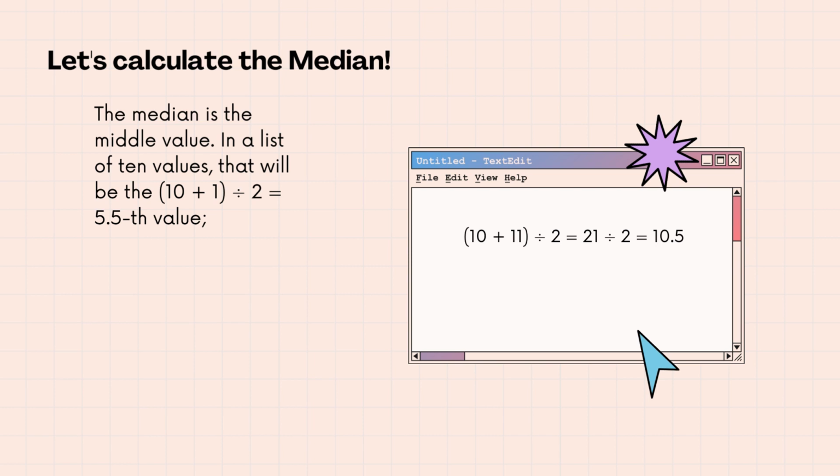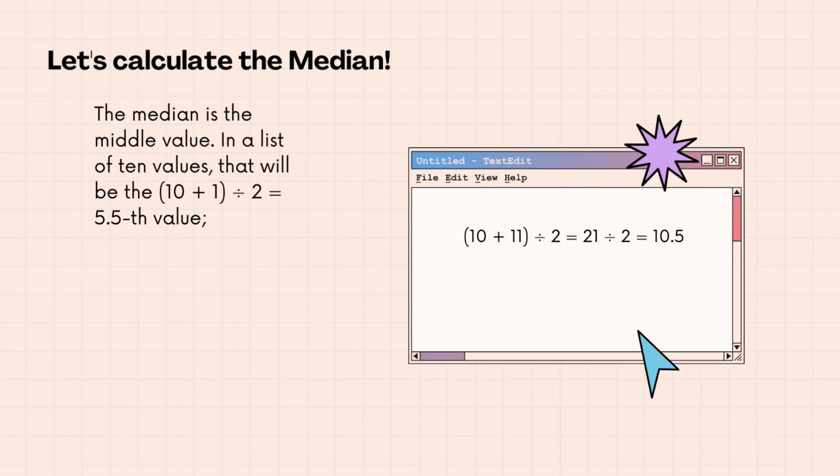The formula is reminding me with that point 0.5 that I'll need to average the fifth and sixth numbers to find the median. The fifth and sixth numbers are the last 10 and the first 11. So 10 plus 11 divided by 2 equals 21 divided by 2, which equals 10.5.